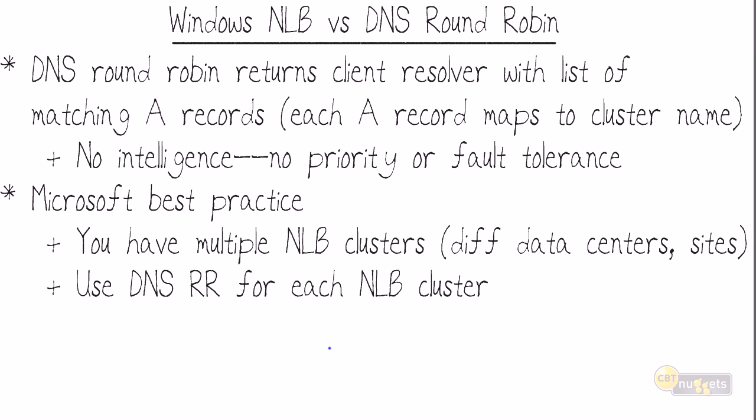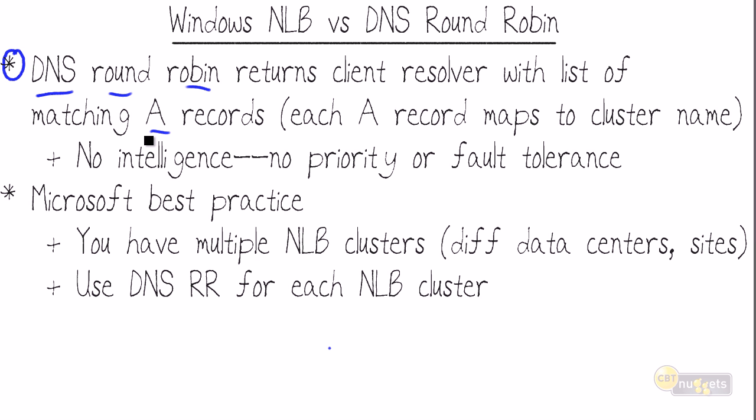A common question that comes up with Windows NLB is, how does NLB differ from DNS round robin? You'll recall that DNS, of course, is our client-server technology for resolving host names or friendly computer names to IP addresses. DNS round robin is a technology enabled in Windows DNS by default that will return a client's query with a list of matching A records.